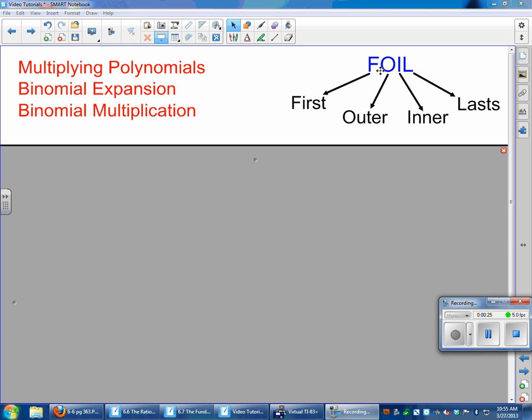and you might often hear some people refer to it as foiling. Because when you're working on one of these problems, it's actually a little acronym that can help us remember what all needs to get multiplied. And you really actually need to multiply 4 times, and then you combine like terms. So let's take a look at an example.